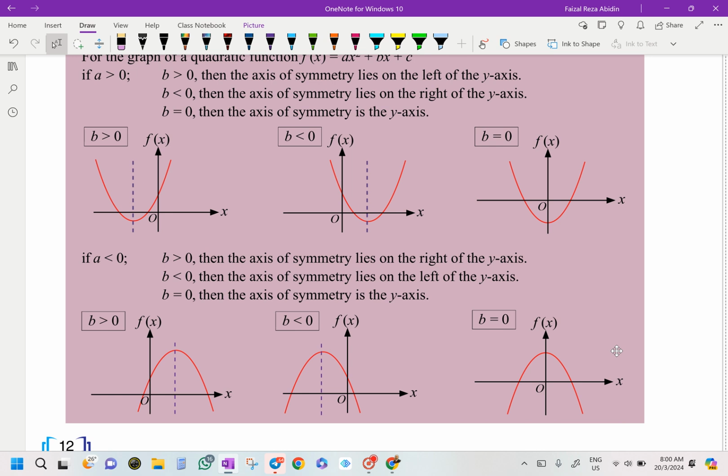When the B value is less than 0, dia pergi mana? Yes, to the right of the y-axis. Dia pergi ke positif. Boleh betul ni. Sama macam kita punya tadi. Okay. What happened? Dia akan terbalik when the value of A is less than 0.